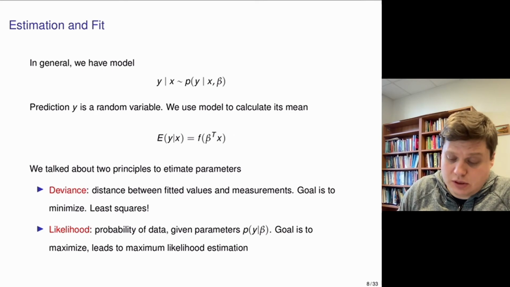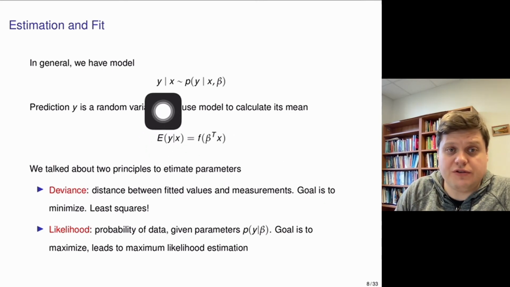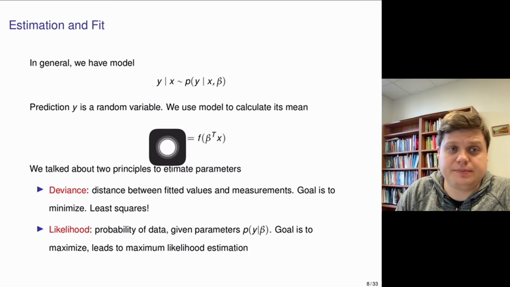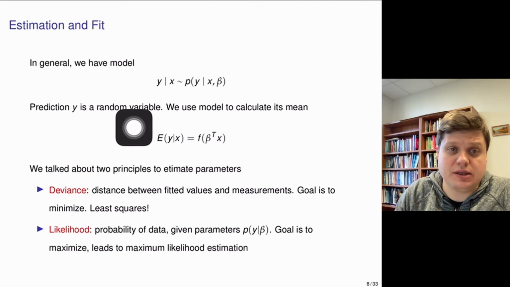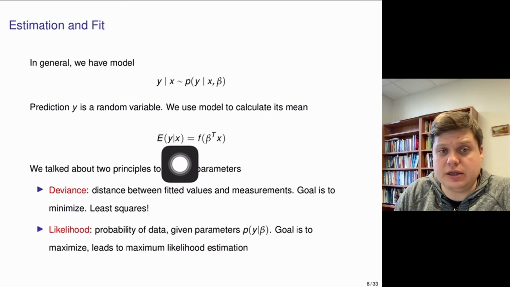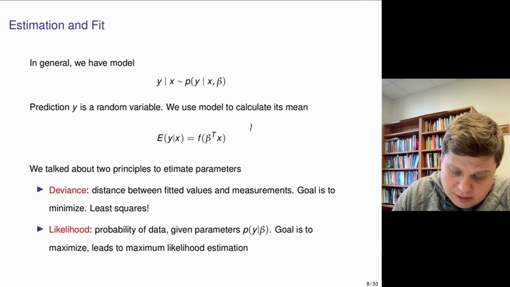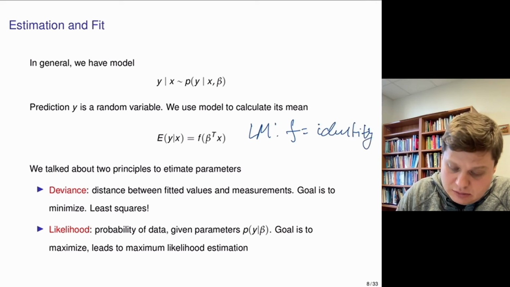Okay, so let's look at how it works in general. In general, we have some model. We have a conditional distribution of y given x, and this distribution is parameterized by some parameter beta, and so the prediction y is random, and we use the model to calculate the expectation of y given x, and usually it's some function applied to x transpose beta. So in the case of the linear model, the function f is just the identity function. Identity means a function that doesn't do anything, it transforms x to x. And in the case of classification, f is the logistic function, right?